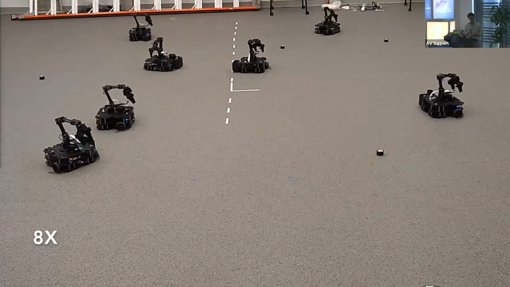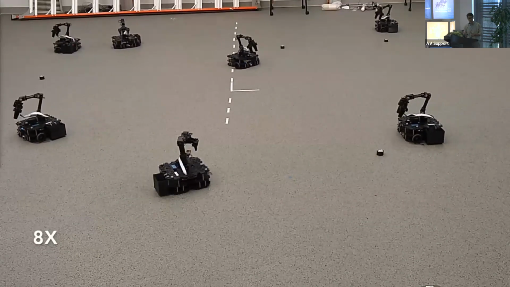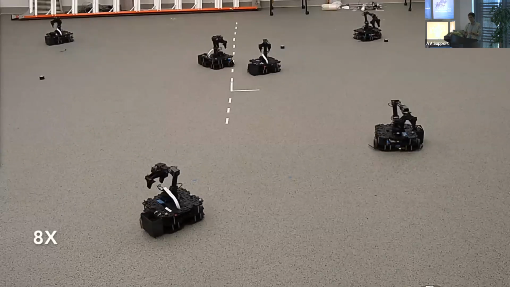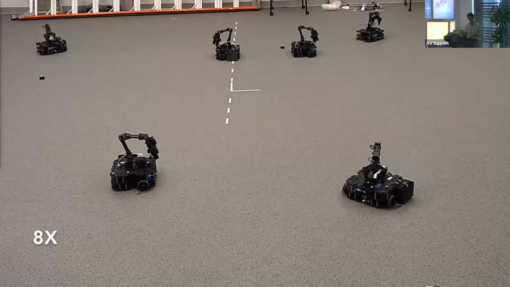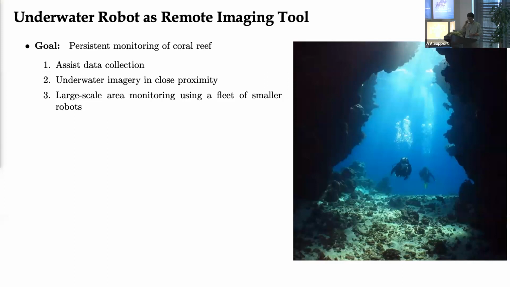So what I want to do today is present some of the research we are doing on underwater robots, where the main tool we are using is feedback control theory and also manipulation work. We use feedback control theory in order to build a system and do some interesting experiments with it. So our goal in the underwater robotics projects is to build underwater robots that can be used as a remote imaging tool.